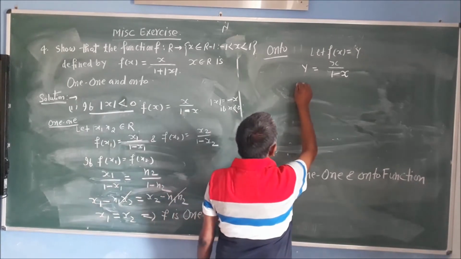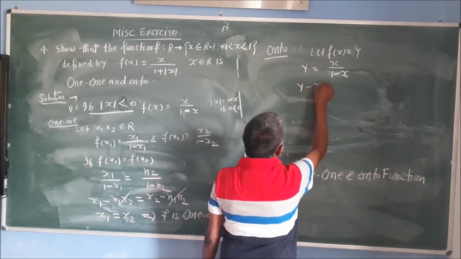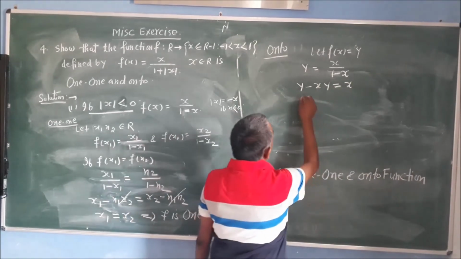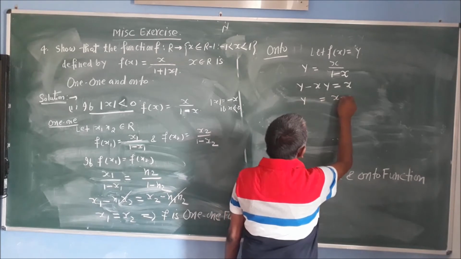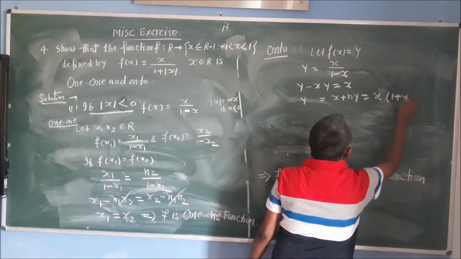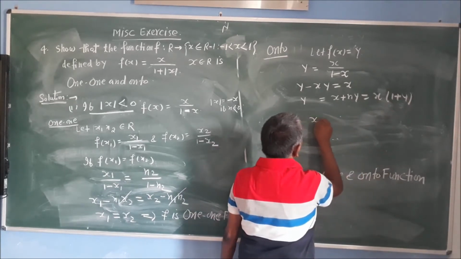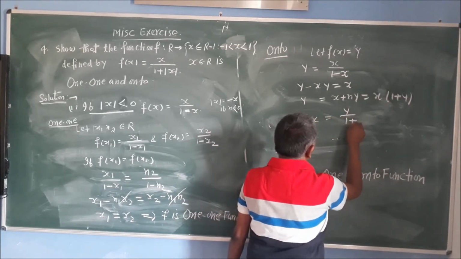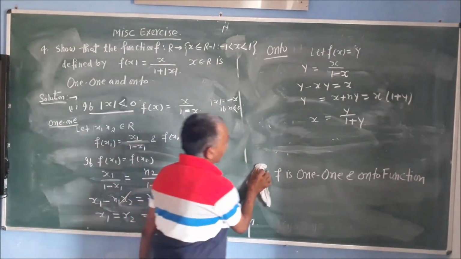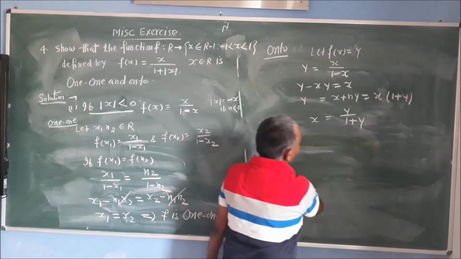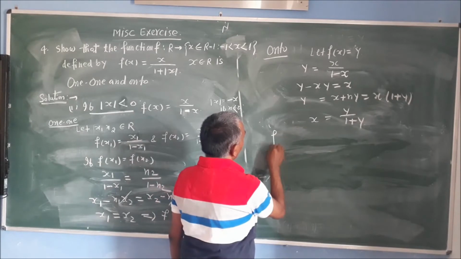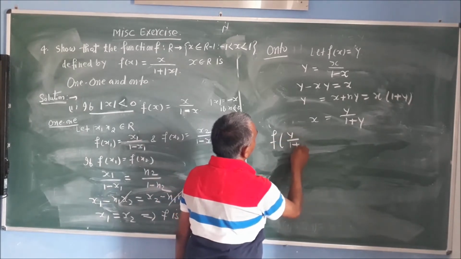So by cross multiplication we can write y minus xy is equal to x. So y is equal to x plus xy. Take x as common. So you can write x(1 plus y), and solving you will get x must be equal to y upon 1 plus y. And after that find the value of f of y upon 1 plus y.